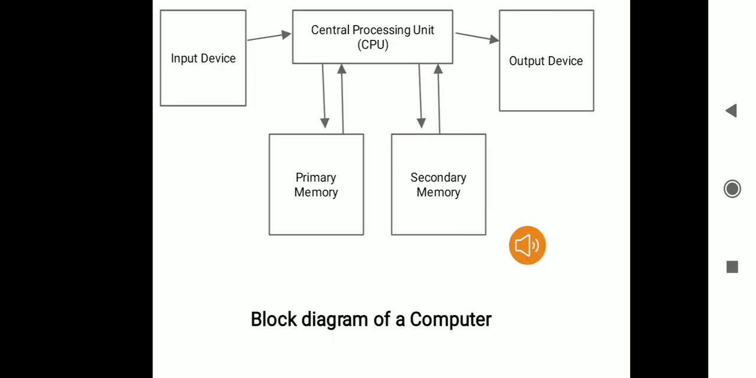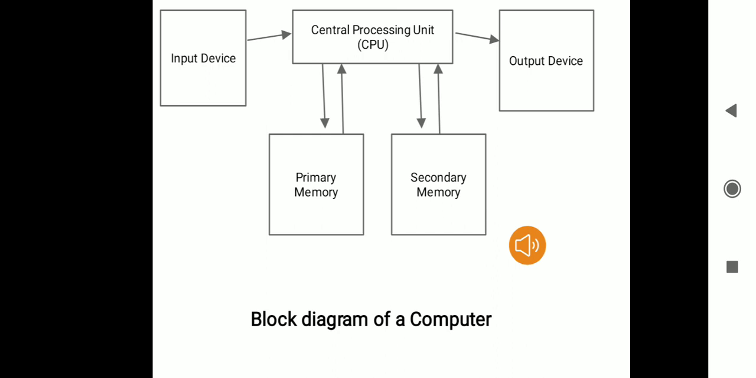Look at this block diagram of a computer. The data from the input device will first be fed into the central processing unit as depicted by the arrow, and then the processing of the data will take place in the CPU. Once the processing is over, the data will then be displayed in the output device as depicted by the arrow moving out of the CPU into the output device.